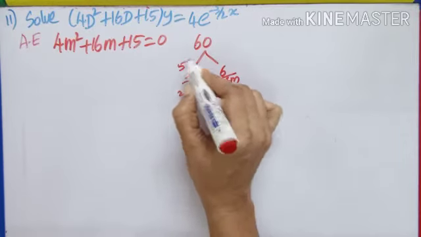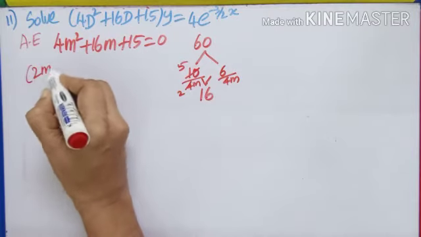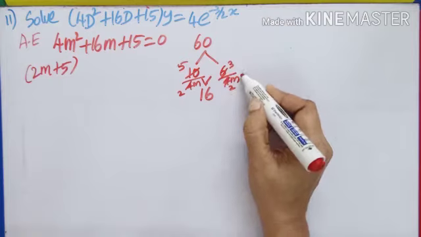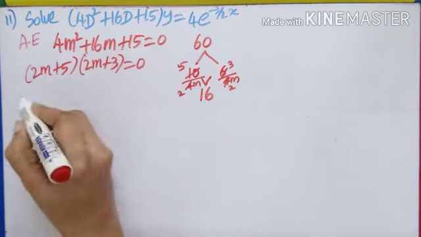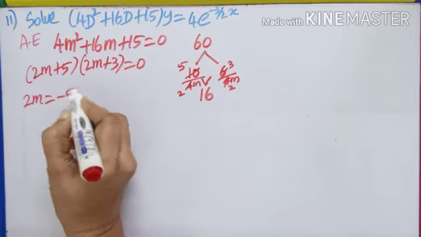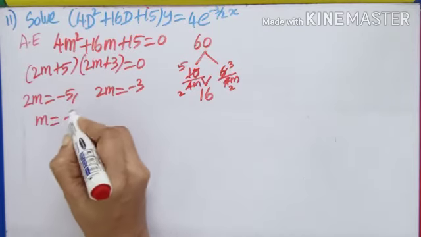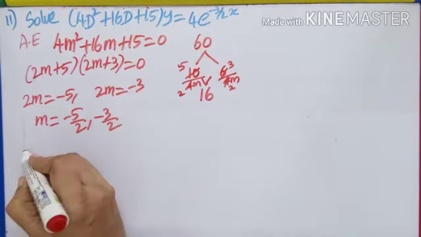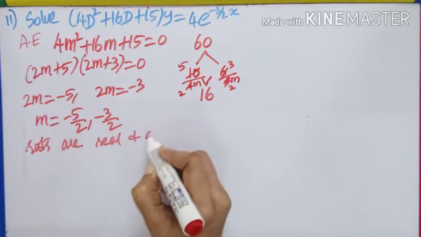2 times, 5 times. I will write 2m plus 5. Here if I cut, this is 2 and this is 3. 2m plus 3 equals to 0. 2m is minus 5 or 2m is minus 3. m is equal to minus 5 by 2 or minus 3 by 2. The roots are real and different.